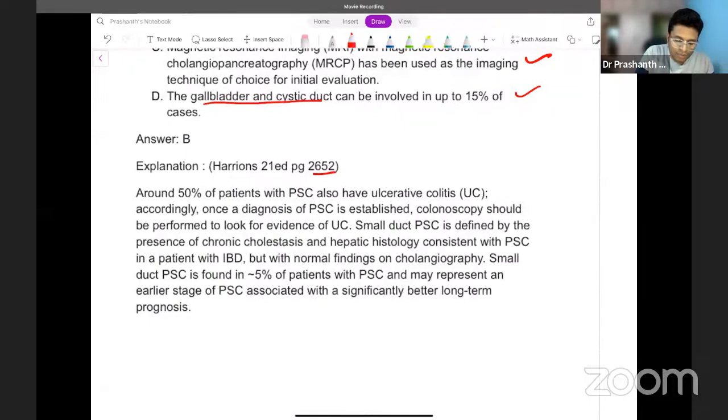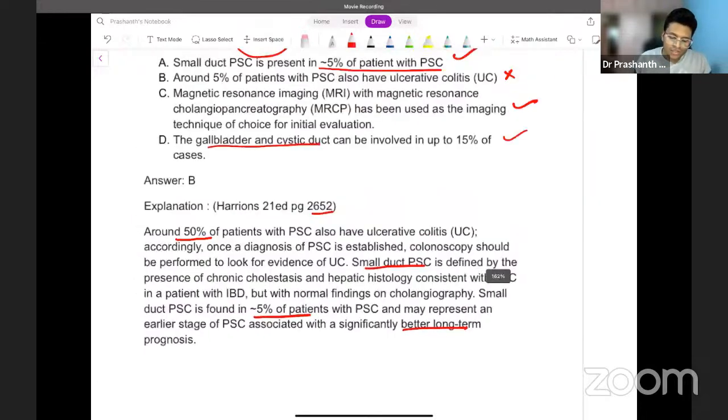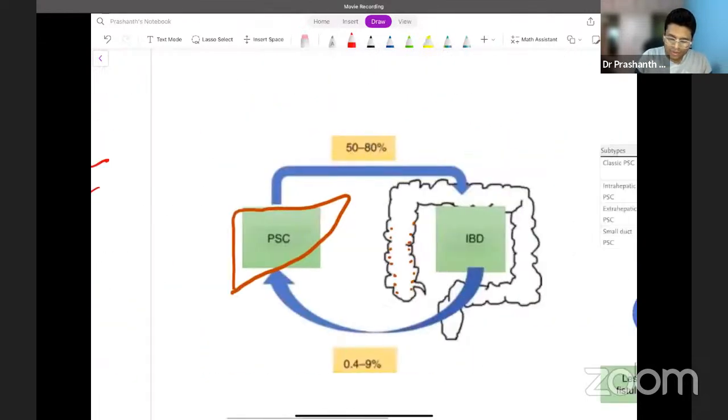The numbers that you have to remember is around 50% of patients with PSC have ulcerative colitis, and small duct PSC is defined as histology that is consistent, but cholangiogram is normal, in around 5% of patients, and it has a better prognosis. Now, these are the points where it is tested. Now, let's see a few extra points with respect to this particular topic.